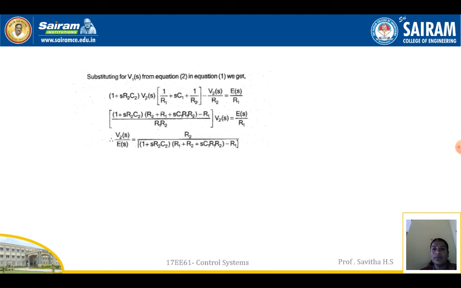Substituting for V1 of s from equation 2 in equation 1, we get V2 of s by E of s is equal to R2 divided by [1 + s R2 C2][R1 + R2 + s C1 R1 R2] minus R1.